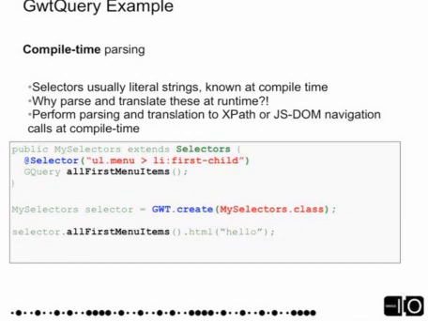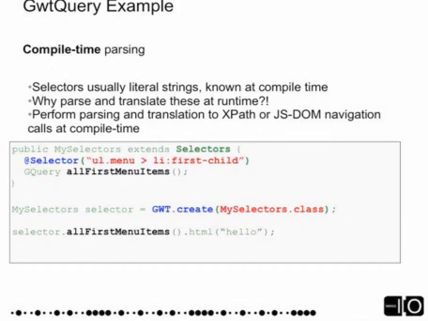We could actually perform this parsing when you compile your app and just translate it into a static XPath string with no overhead. All you have to do is execute the XPath string using the browser's native method, and that's all you have to do. So here's an example of how you use GWT query compile time selectors.